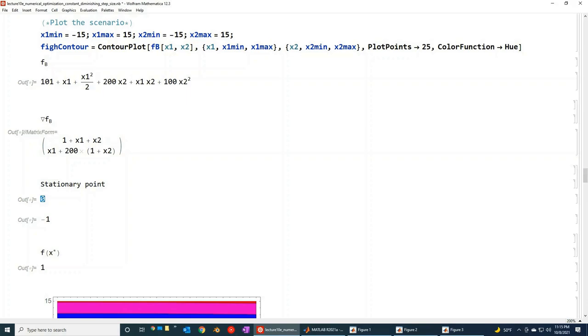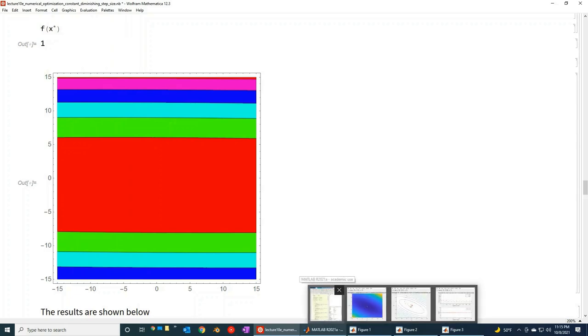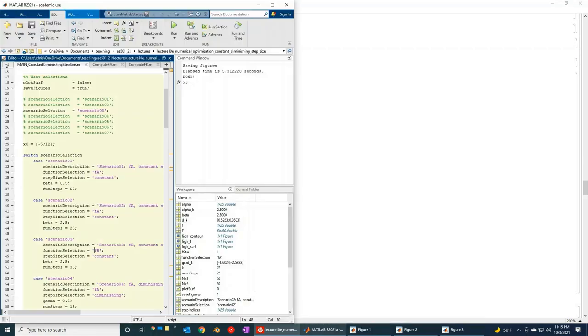Now, the difference in this situation is, look at the isocost lines for FB. This problem is sometimes referred to as poorly scaled, because as you can see, it behaves very differently in the x1 direction as it does in the x2 direction. So now, if we throw our numerical optimization algorithm at it, using gradient descent as the direction and a constant step size as the step size choice, let's see what happens here. So that is scenario number 3. It's cost function FB, and we're going to use the same step size we did just now of 2.5, okay?